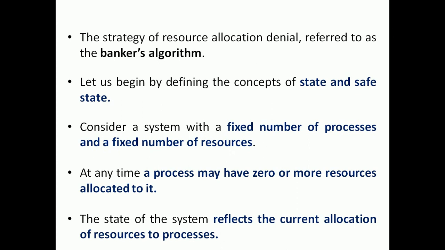So the well-known example of the deadlock avoidance algorithm is called the banker's algorithm. With the help of this banker's algorithm, we are going to tell the user what is the state of the particular process, and whether it is in a safe state or in an unsafe state. Okay, so in the banker's algorithm we have a fixed number of processes and a fixed number of resources.